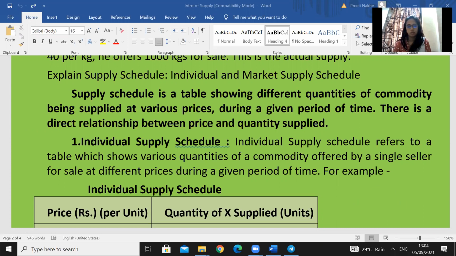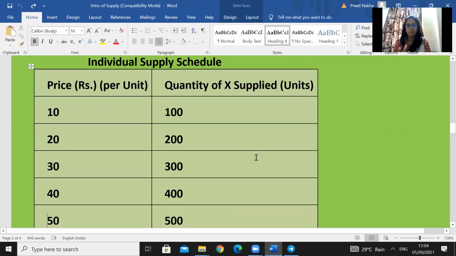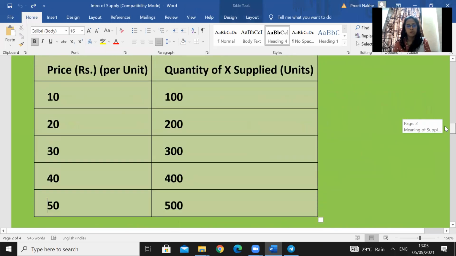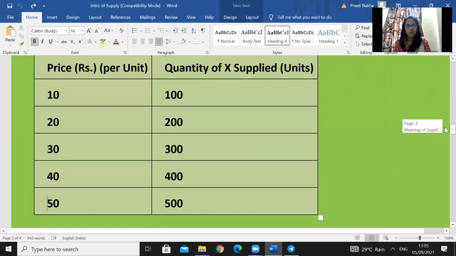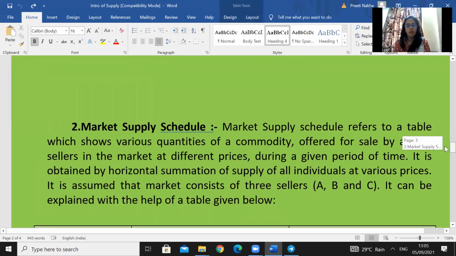Next, see here we have shown one individual supply. One particular shopkeeper's supply: at 10 rupees, he is selling 100. As the price starts rising, his supply is also rising. It shows that there exists a direct relationship. At the lowest price, 10 rupees, the supply is lowest, 100 kg, but as the price rises, at the highest price, 50, the supply is also highest, 500.